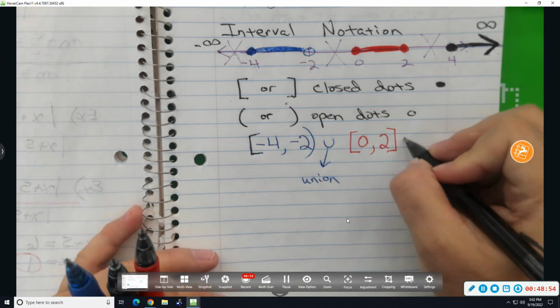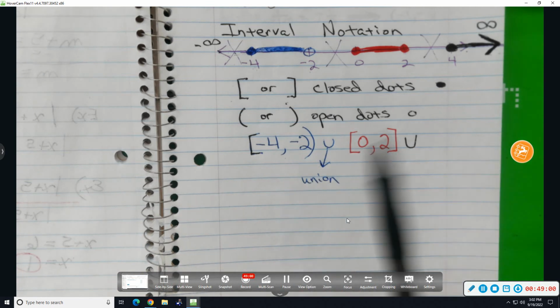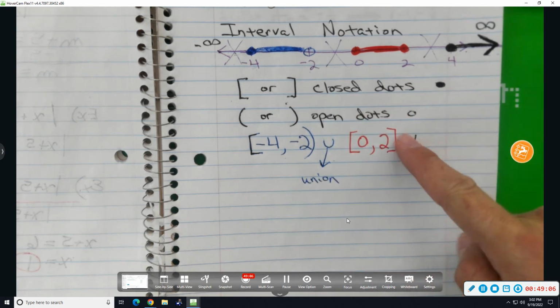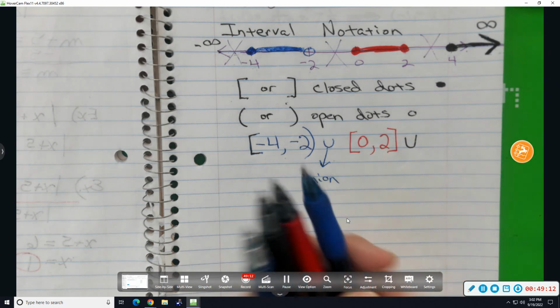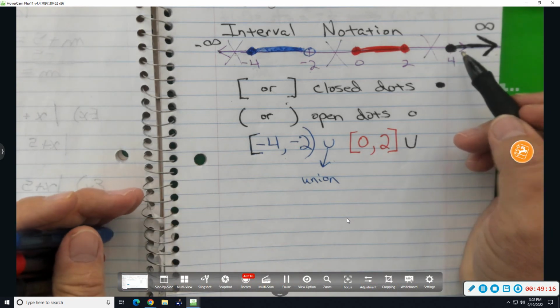Union. So basically the unions are just saying that it's all on the same number line. It's this interval or this interval, or there's another interval. If you weren't putting the union, then it would be like you had 3 different number lines. 3 different intervals on 3 different number lines. Okay. This is all on one number line. 3 intervals on one number line.